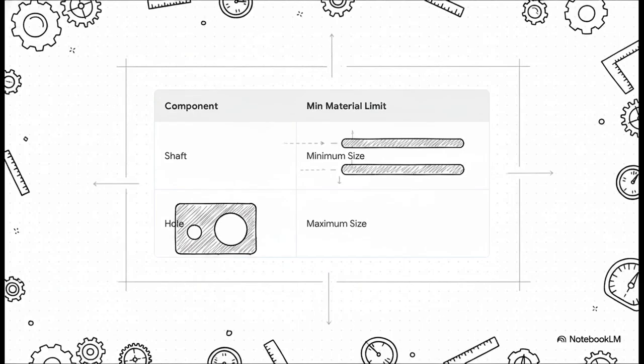And we can flip the script completely for the minimum material limit. Now we want the lightest part possible. For the shaft, the minimum material condition is just the thinnest, most shaved-down shaft allowed. But for the hole, to leave the absolute minimum amount of material in that base plate, you have to bore out the largest possible hole. Once you grasp this inverse relationship for holes, reading engineering gauges becomes an absolute breeze.